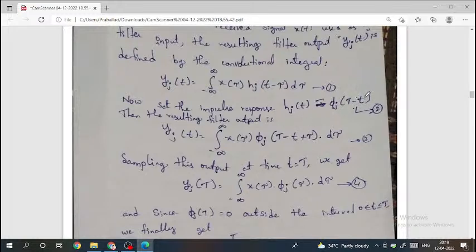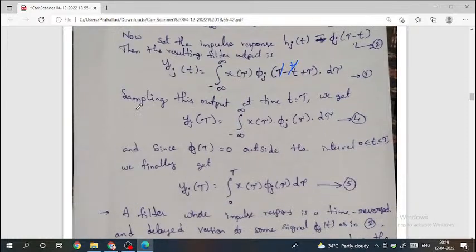In place of t, what we have here? T − τ. So capital T − t + τ, φ_j of capital T − t + τ. Just substitute this in this one, according to this relation, into dτ. Sampling this output at time t = T, wherever small t is there, put capital T. So y_j(T) is equal to the integral from minus infinity to infinity of x(τ) φ_j of, if you substitute capital T here, this will get cancelled, we get only τ, into dτ.